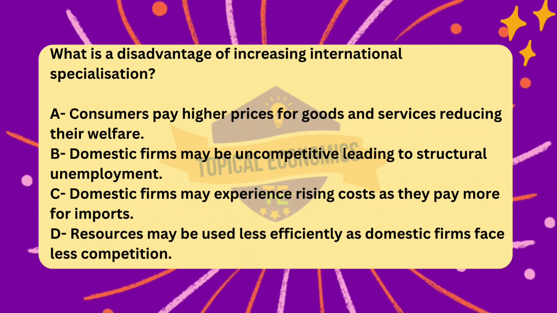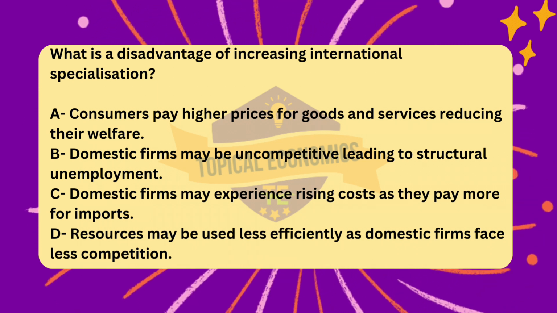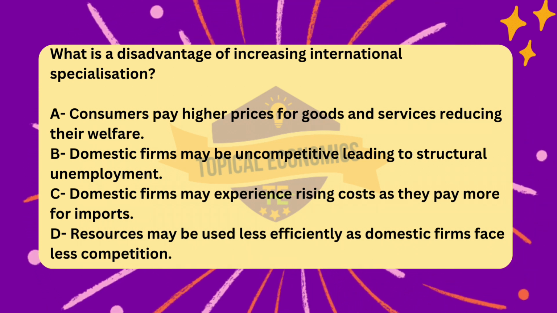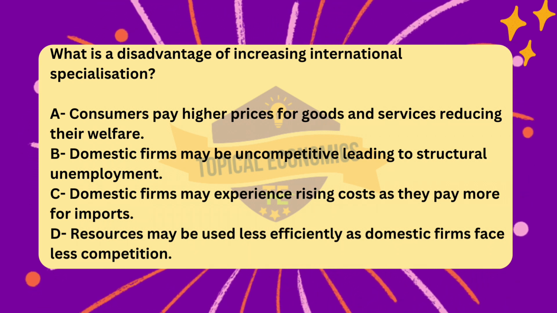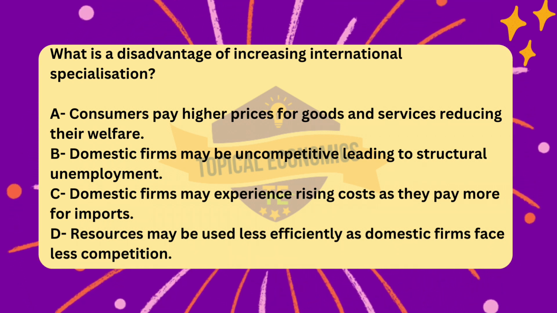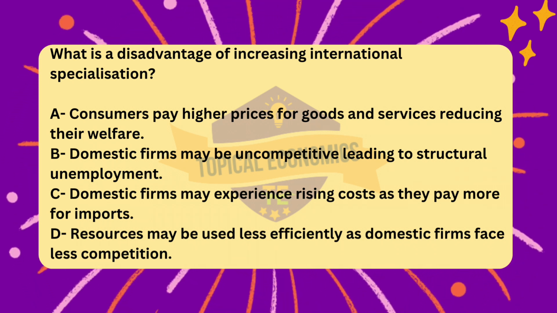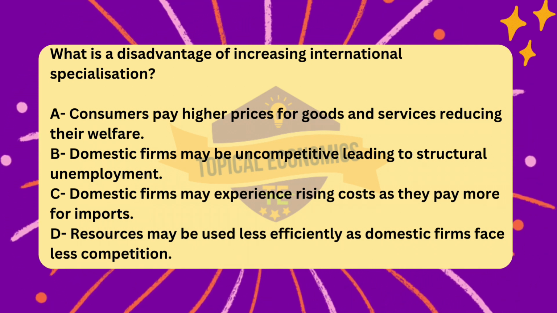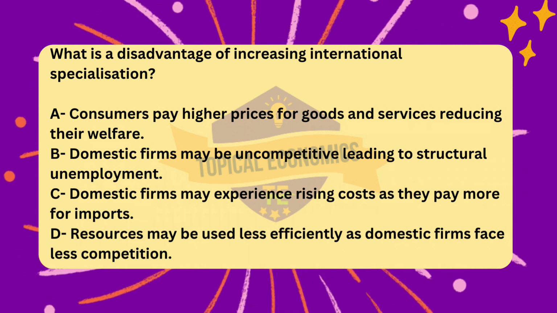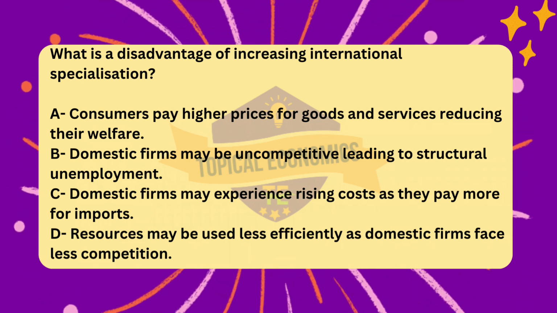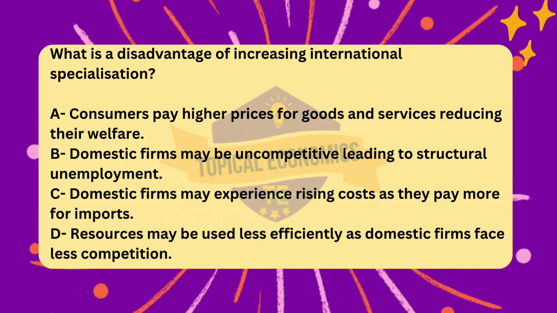Next, option C, domestic firms may experience rising costs as they pay more for imports, could be a concern if there are disruptions in global supply chains, but increasing specialization typically leads to lower import prices for goods that a country does not produce itself. The primary benefit of specialization is that countries can exchange goods more efficiently, which usually results in a reduction, not an increase, in costs. This makes option C less likely to be a direct disadvantage of increasing specialization.